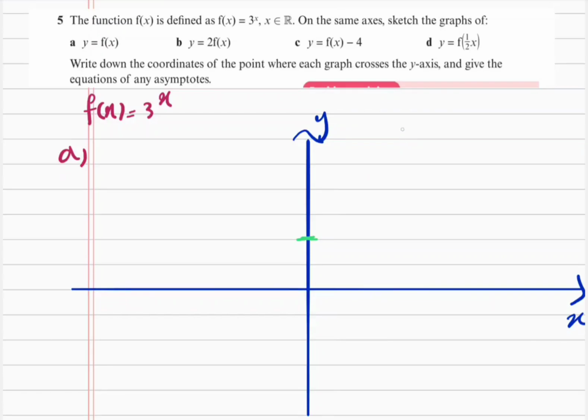So it's going to look like this, and then as the value of x gets more negative, the closer we get to the value of 0, but it never touches the x-axis. So this is part A.